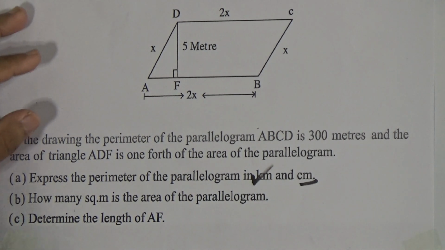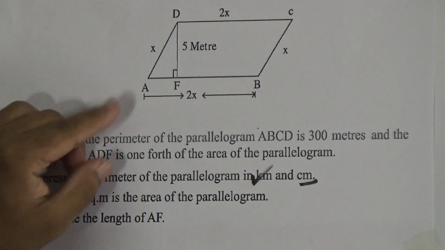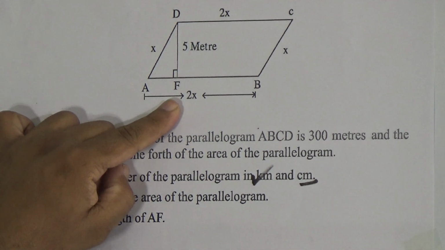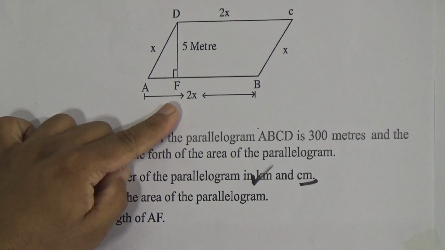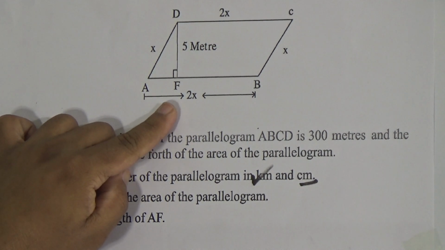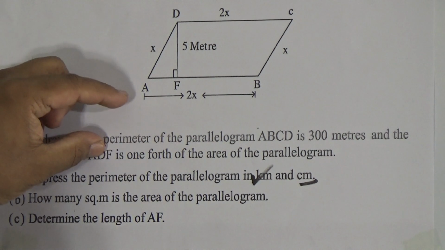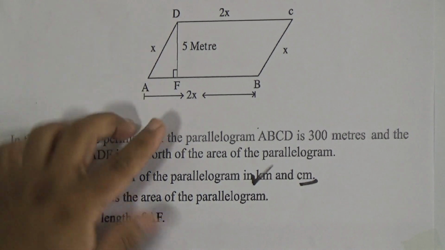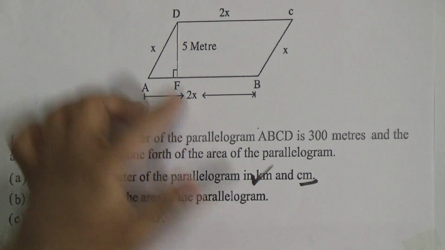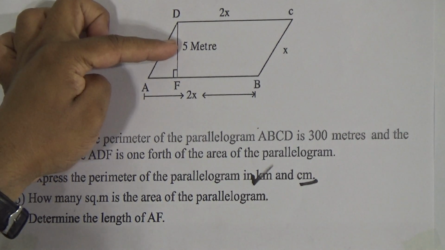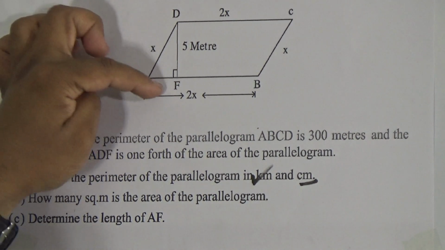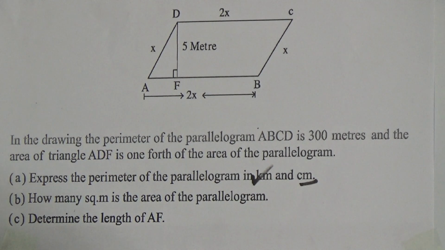From that area, we can find the value of AF, because we know that the area of a triangle is half multiplied by base into height. Here, the triangle ADF has the base AF and the height DF. DF is given here as 5 and AF is the base. We need to find the base AF. We can find it easily. Now look at the solution of C.